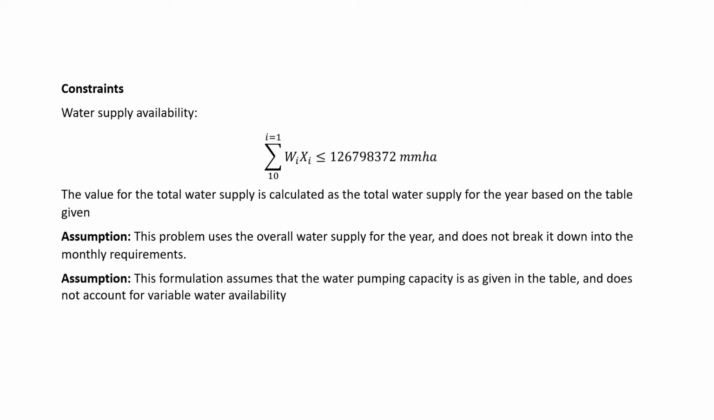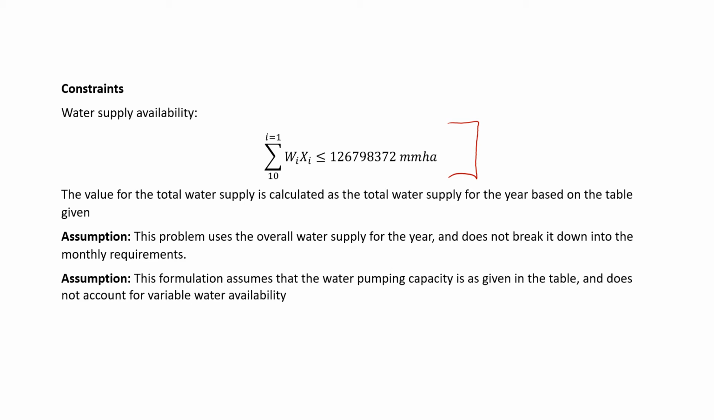So now let's start looking at the constraints, and we'll step through a few of them. First off, water supply. We have 10 different water supply numbers in here. So you take them, you add them all up, and we get an overall number for the amount of water supply. Now this leads to a couple more assumptions.